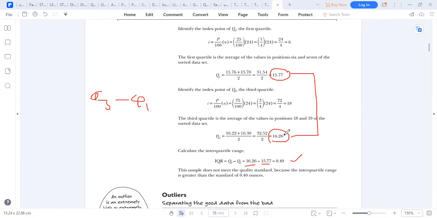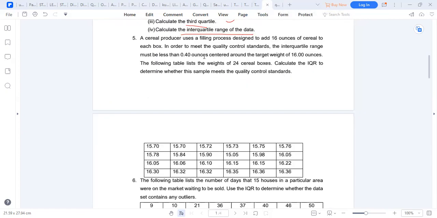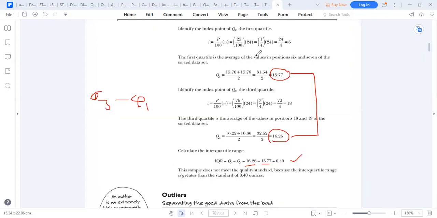Now, the question is, does it meet the quality standards? Because we are told that the standard deviation, the preferred error must not be what? Must be less than 0.40. The deviation must not exceed 0.4. So here our deviation is 0.49. So it's slightly above our tolerance level. So it doesn't meet the quality standards because it is what? It is more than the standard, which is 0.40. Are we together?